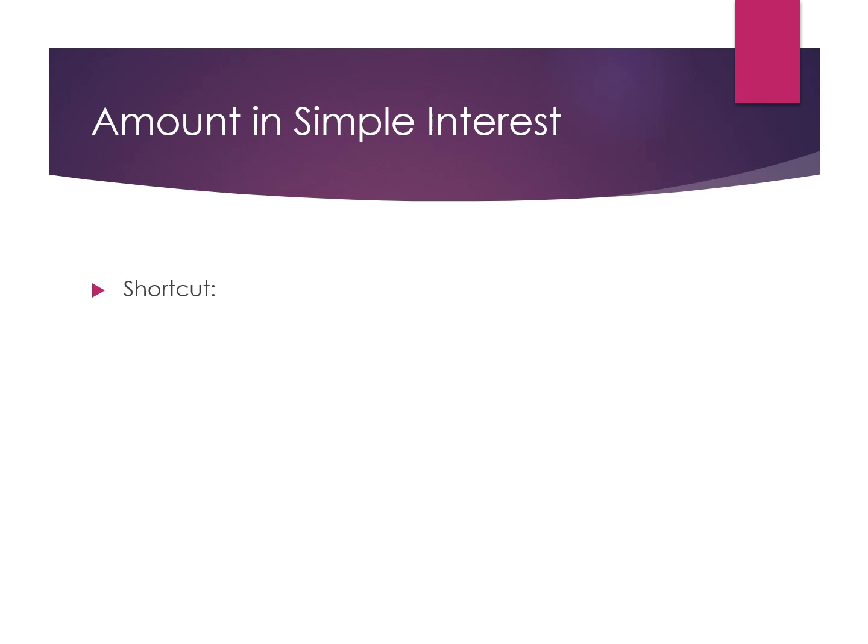Amount in simple interest is given by amount equal to principal plus simple interest. And there is a shortcut method to find the amount, that is amount is equal to P into 1 plus RT divided by 100.